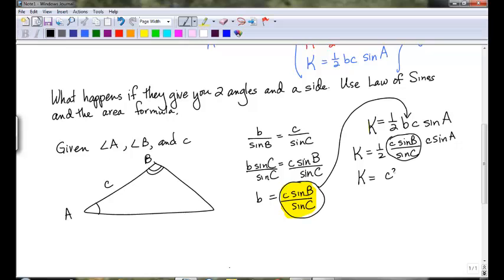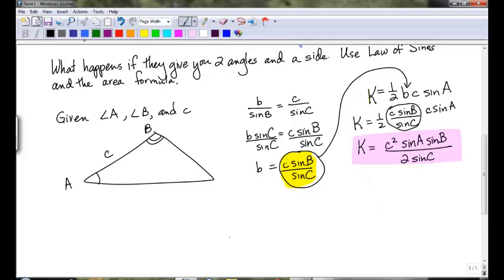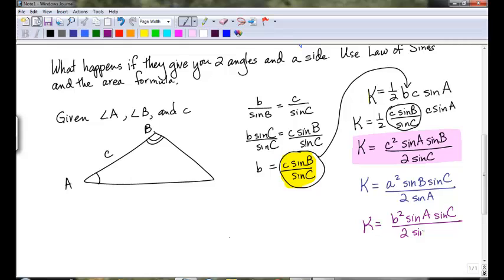c times c, you get c squared. And they're going to do it alphabetical. Sine of A, sine of angle B, and down in the denominator you have 2 sine of C. So this is the formula if they give you two angles and an included side. If we write the other two, it would be K equals a squared sine of B sine of C, all over 2 sine of A. And then the last one would be K equals b squared sine of A sine of C, all over 2 sine of B.